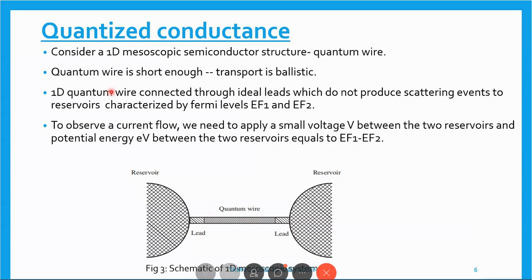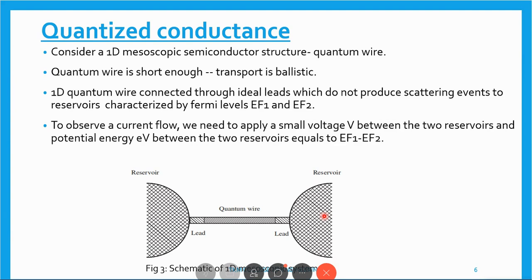So the quantum wire should be short enough that the transport should be ballistic, and this quantum wire is connected through ideal leads, ideal leads which do not provide any scattering. They are connected to two different reservoirs with Fermi levels EF1 and EF2. Right. This quantum wire is having ballistic transport. That means the quantum wire does not provide any scattering. Similarly, the leads which are connected to the quantum wire also do not provide any scattering effects. And we are connecting them to reservoirs with Fermi levels EF1 and EF2. Hope the construction is clear.